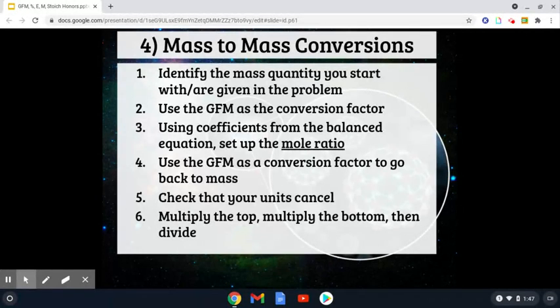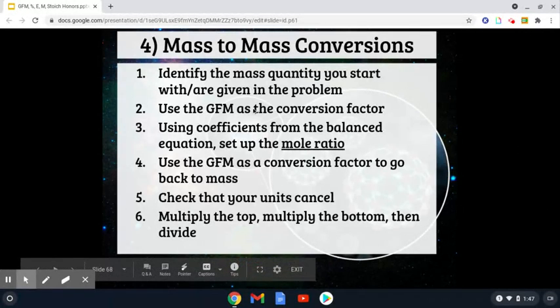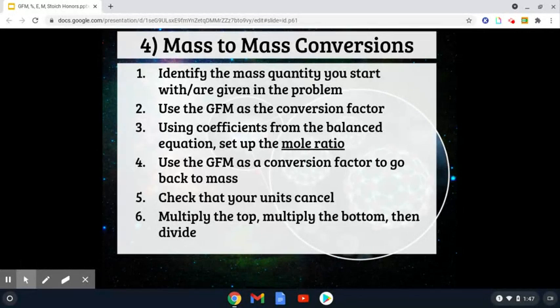So there's a few rules. First, you want to identify the mass quantity that you're starting with. That's always the one given to you in the problem. You're going to use the gram formula mass as your conversion factor. So you're first going to convert from mass to moles. Then you're going to use the coefficients from the balanced equation, and you're going to set up the mole ratio.